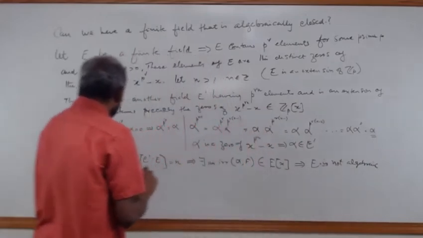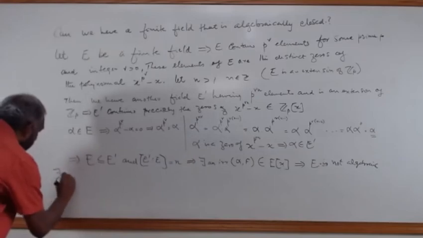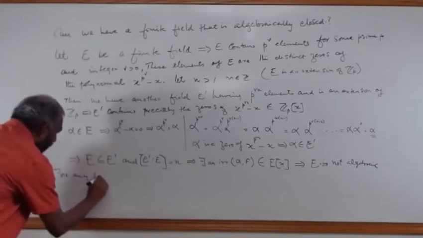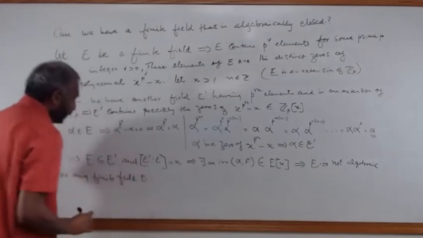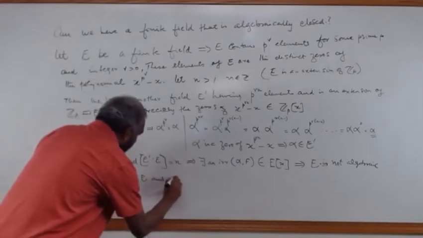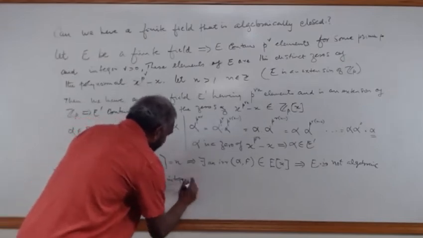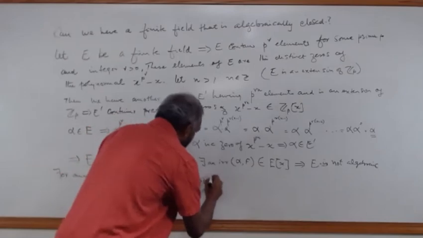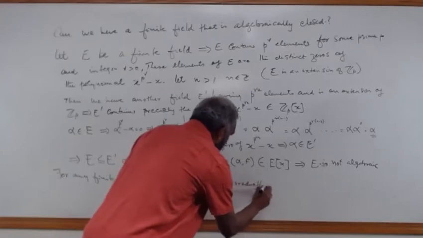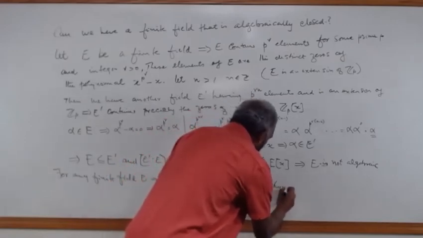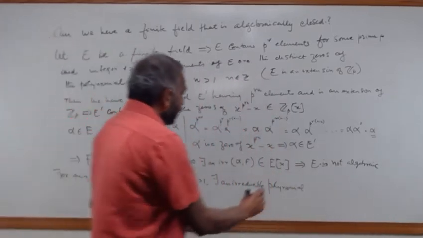So there are two results here. One is, for any finite field E and integer n greater than 1, there exists an irreducible polynomial in E of x.